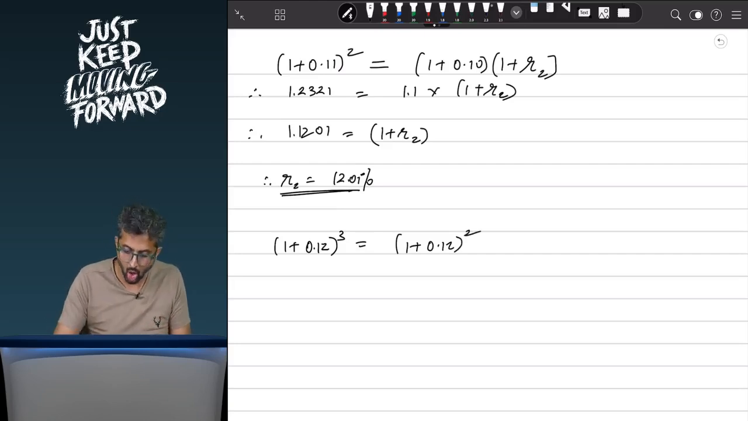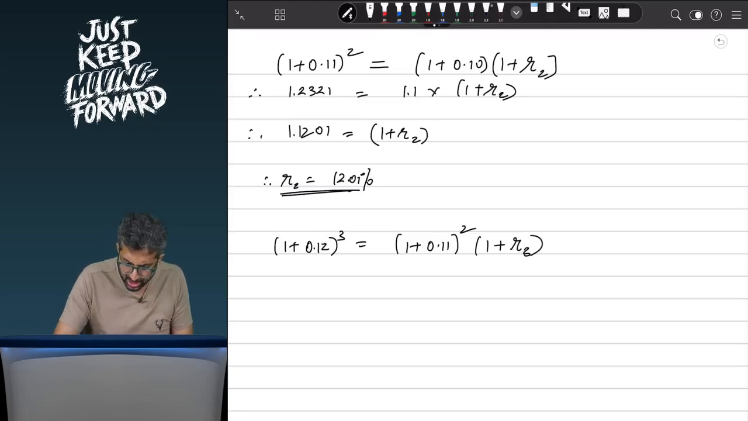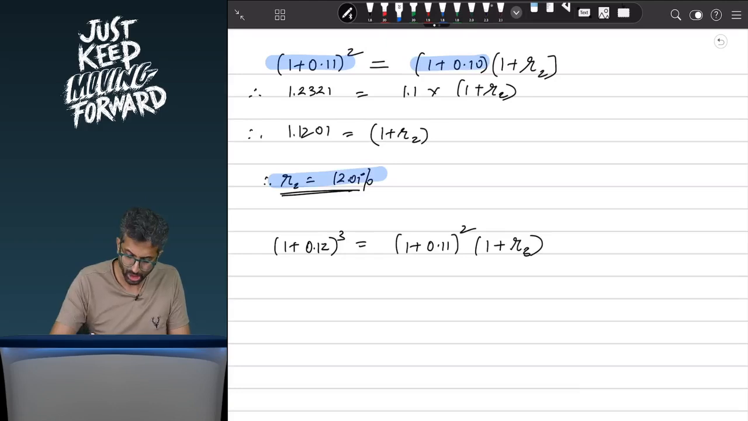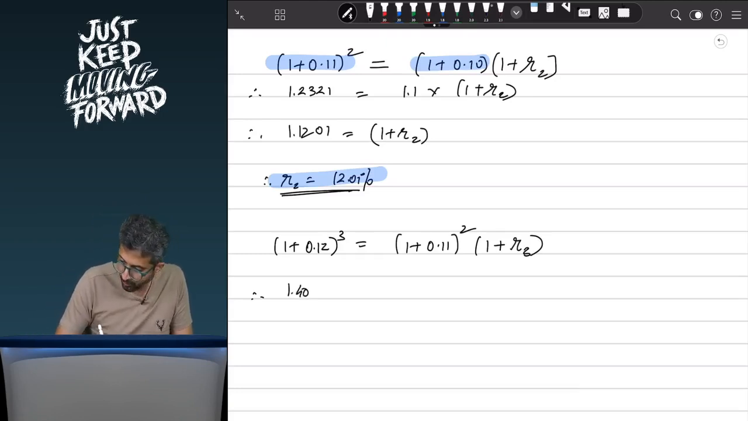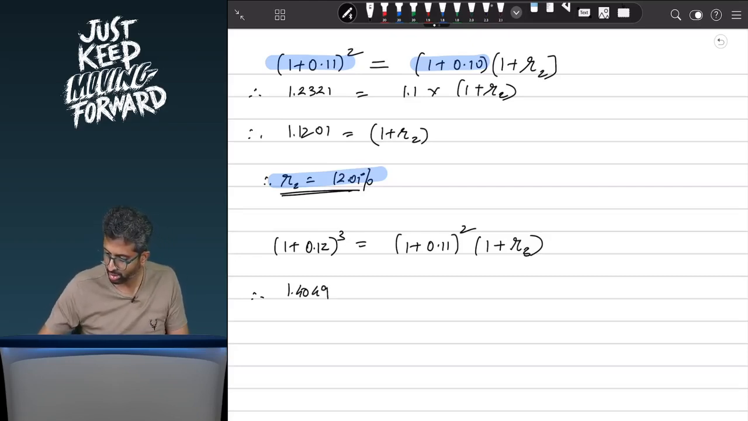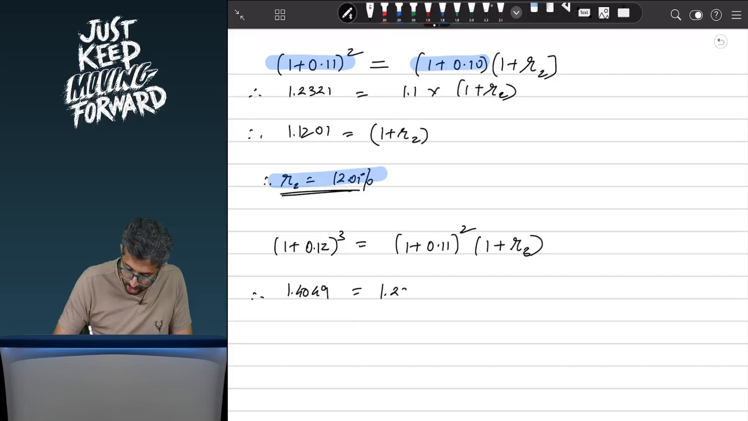You can either do that 1.11 raised to 2 into 1 plus R3, or you can say that this 1 plus 0.11 raised to 2 is nothing but 1 plus 0.1 into 1 plus 0.1201. Thereby, if you do this working, this is 1.12 raised to 3, this is 1.4049. So 1.4049 equals 1.2321 into 1 plus R3.